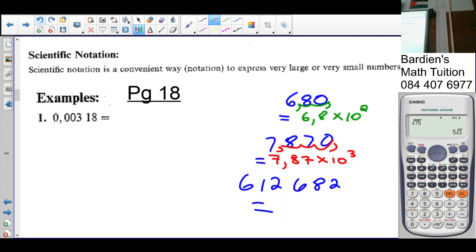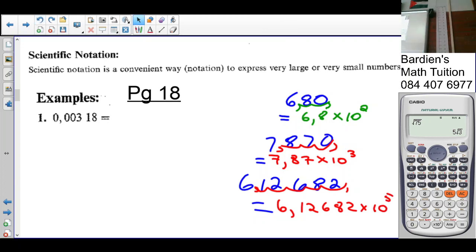Right, for the next one, where should the comma be? After the first 6. Okay. Currently the comma is after the 2, so I must move it. 1, 2, 3, 4, 5. So it's 6,1268.2 times 10 to the exponent. Are you all okay with that? Is there any confusion?